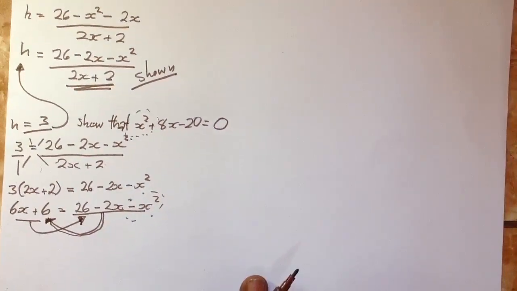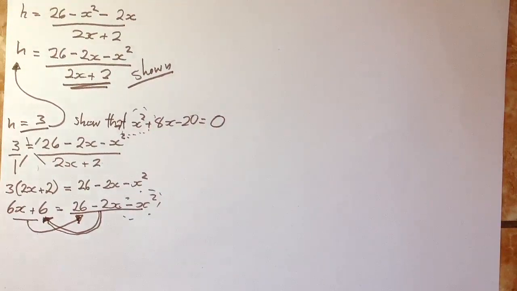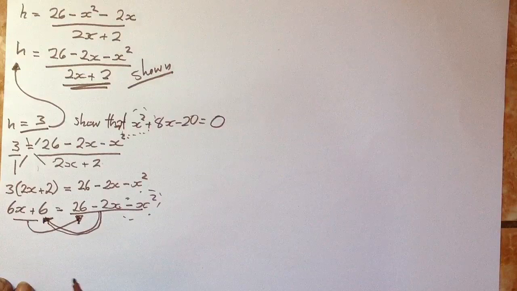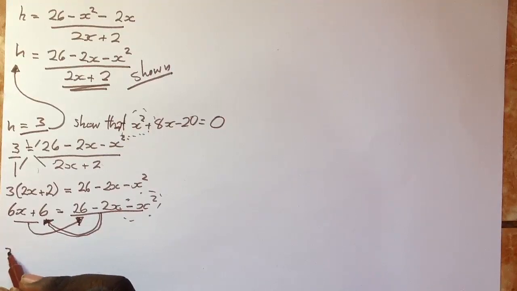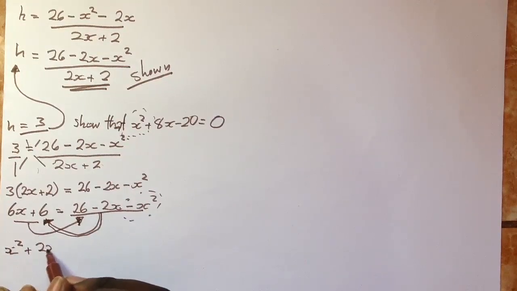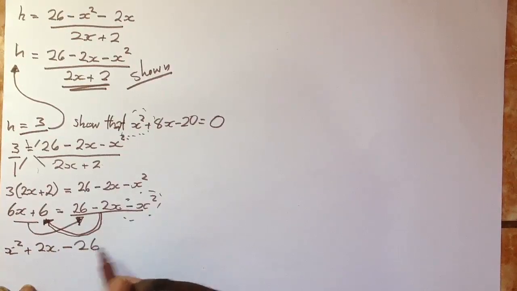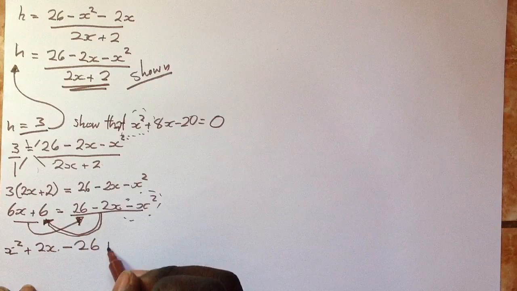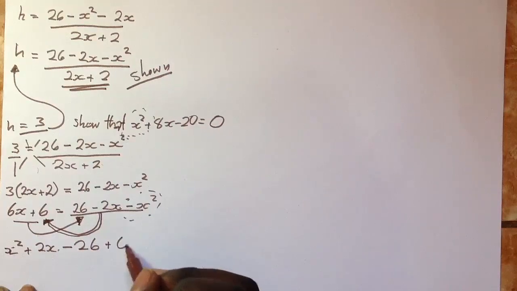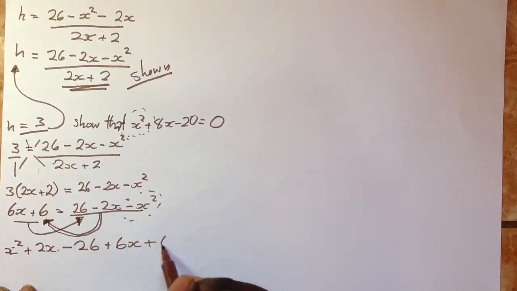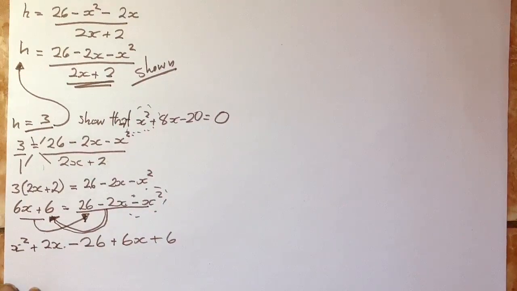Okay, so since we're taking the 26 minus 2x minus x squared to the other side of the equal to sign, everything that's negative will become positive, and everything that's positive will become negative. So this becomes x squared plus 2x minus 26. As we have seen, there's been a change of the signs. So we continue with the original, which was 6x plus 6, which has to be equal to 0.